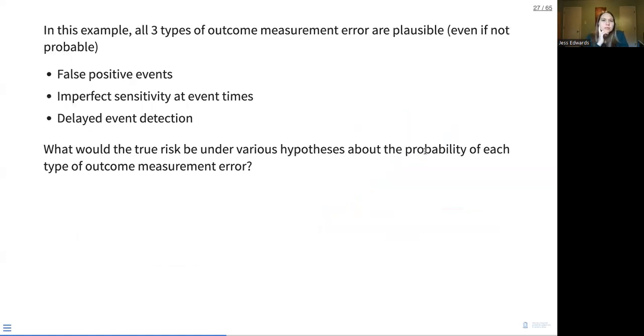So in this example, all 3 types of outcome misclassification are plausible, even if not probable. By the way, I want to just say up front, I think the study was very, very nicely done, and this is not meant to be a critique of the New England Journal paper at all. This is just a what-if exercise. We want to know what would the true risk be under various hypotheses about the probability of each type of outcome measurement error, specifically false positive events, imperfect sensitivity, and delayed event detection.